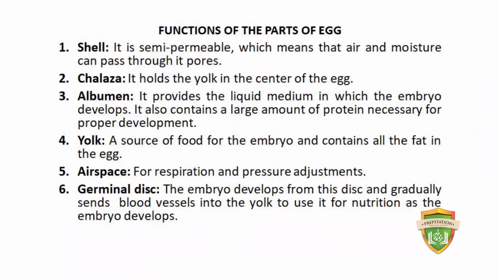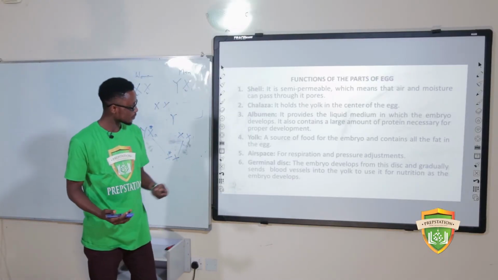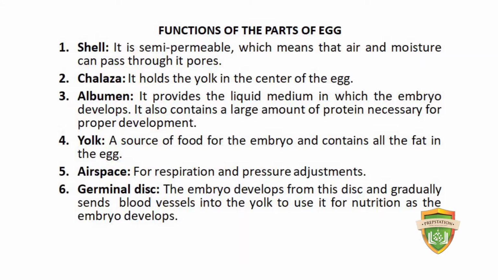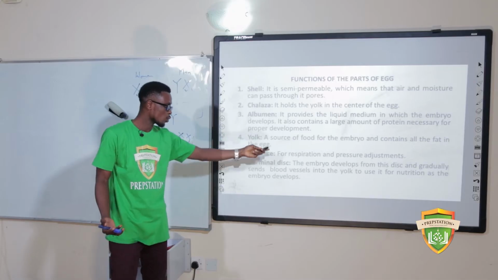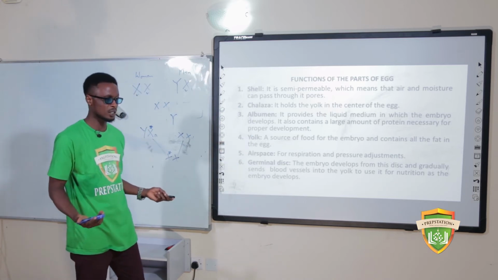Then we have the albumen, that's what they call the egg white. It provides a liquid medium in which the embryo develops. It also contains a large amount of protein necessary for proper development. So the embryo is developing and also feeding. Now the yolk is also another source of food for the embryo. First, we have the albumen that provides a source of protein. The yolk also is another source of food for the embryo. It contains all the fat in the egg.